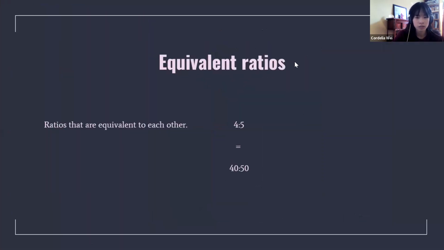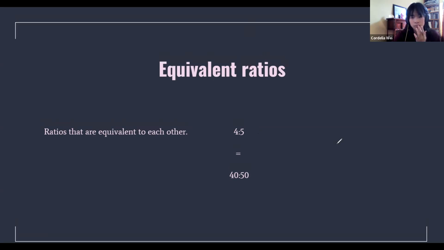Now, equivalent ratios are something that we reviewed, I think last week. Equivalent ratios are exactly what they mean. They're just ratios that are equivalent to each other. So like 4 to 5 would equal 40 to 50 because you just multiply them both by 10, and then you would get 40 to 50.